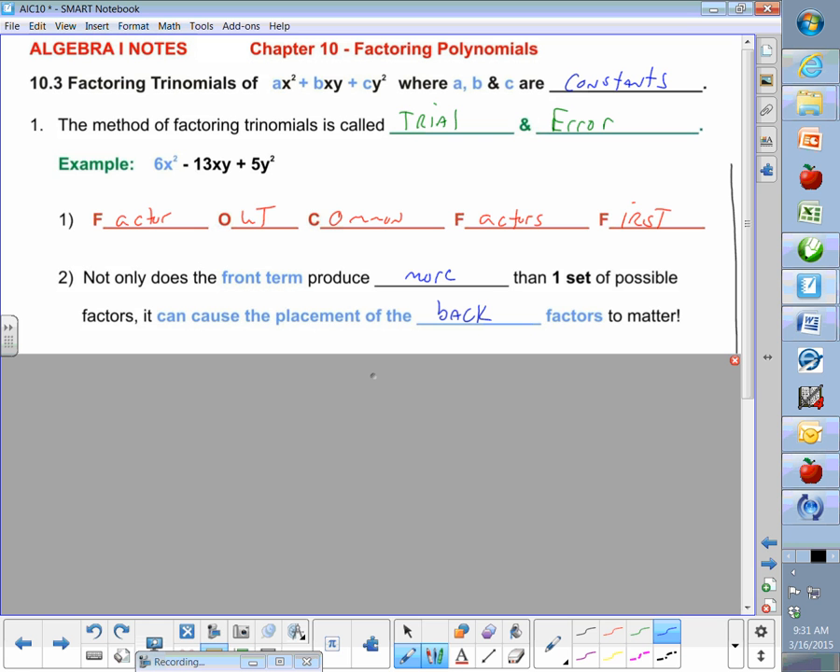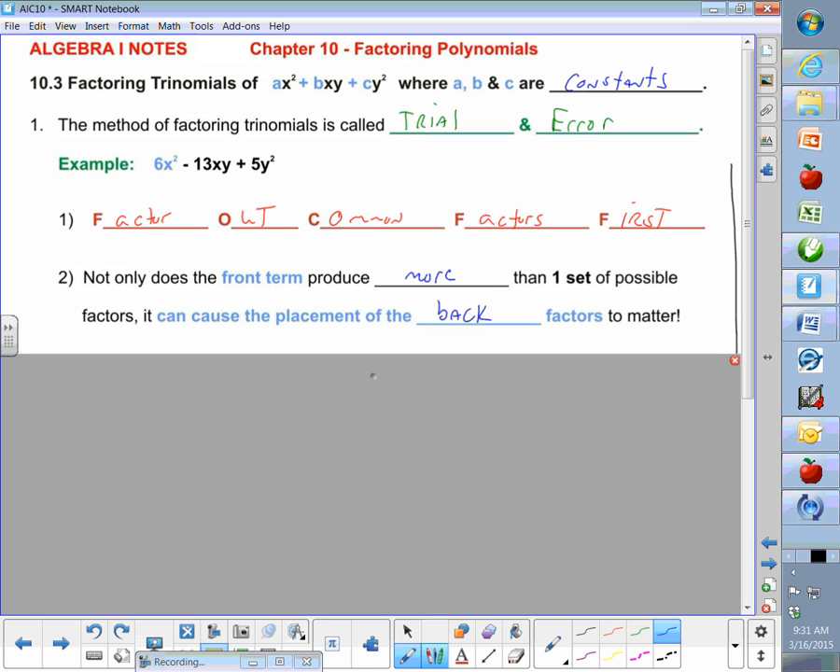But in either case, it almost always causes you to look at where you place the back factors, because it matters. In all the ones we did in the last homework section, it didn't matter if we had x minus 3, x plus 5, or x plus 5, x minus 3. As long as we used plus 5 and minus 3, it didn't matter whether we had the plus 5 in the front and minus 3 in the back, or the minus 3 in the front, plus 5 in the back. Well, in these, it's going to matter. And that's what we've got to be careful about.